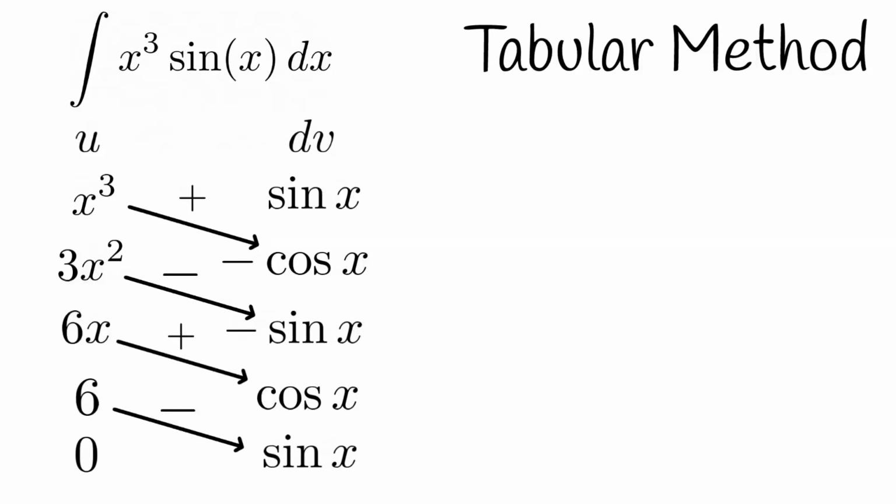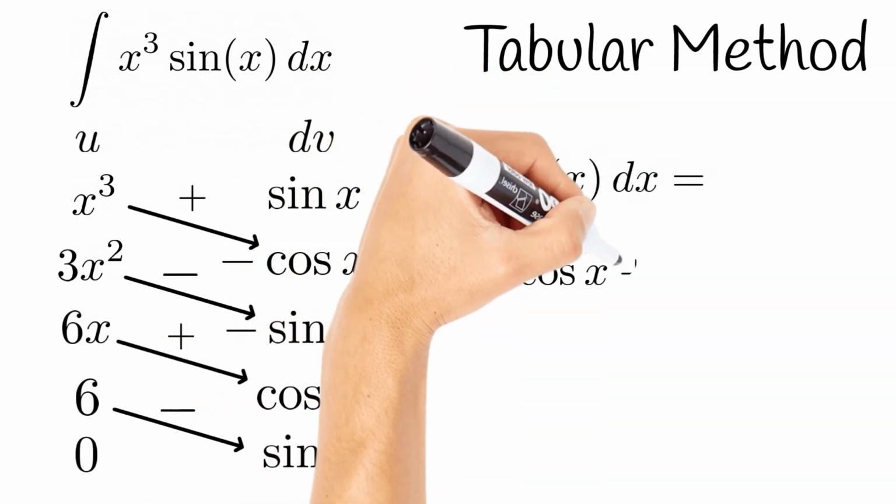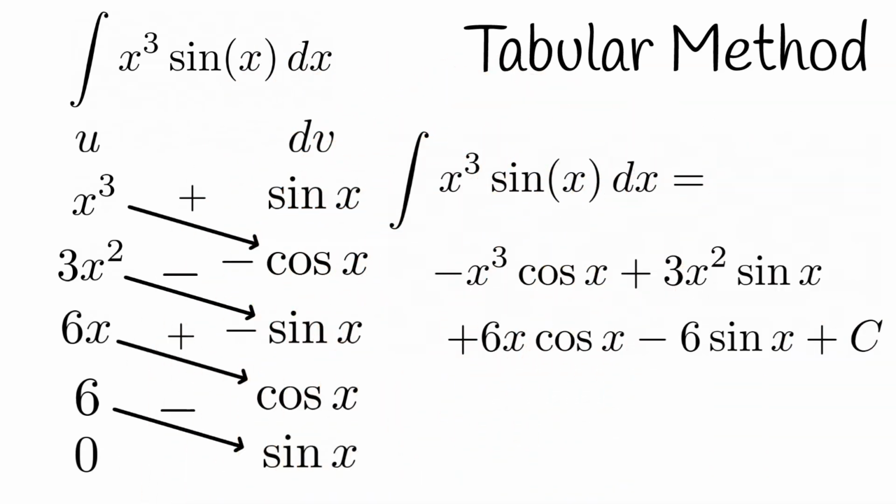Putting it all together, what this tells us is that the integral of x cubed sine of x dx is equal to the product of negative cosine of x and x cubed times a positive sign, which would just give us negative x cubed times the cosine of x. Then on the next one, we have a product of 3x squared and negative sine x, but times a negative number. And so we get plus 3x squared sine of x. And then we get plus 6x cosine of x, and then finally minus 6 sine of x.